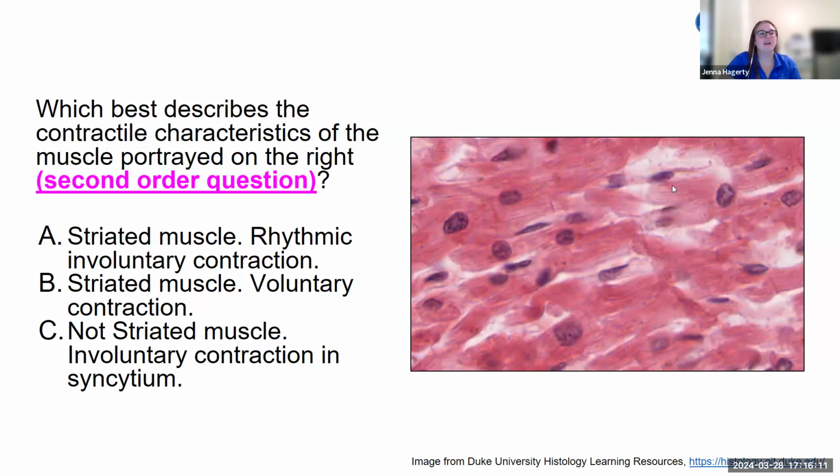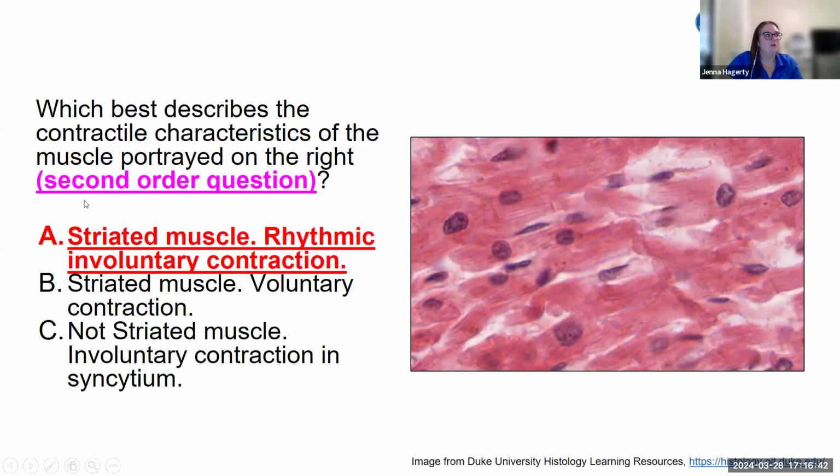I guess cardiac. That is a very good guess. We can see some striations. It's not really multinucleated. We see a little bit of branching. If you look a little closer, you can see these darkened lines here. Those are intercalated discs. So again, being a second order question, you're not actually identifying the picture. You first have to say, oh, what is that? That is cardiac muscle, in order to answer the second question, which is which best describes the contractile characteristics.